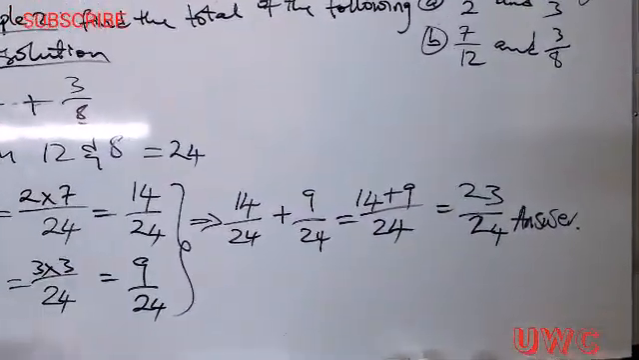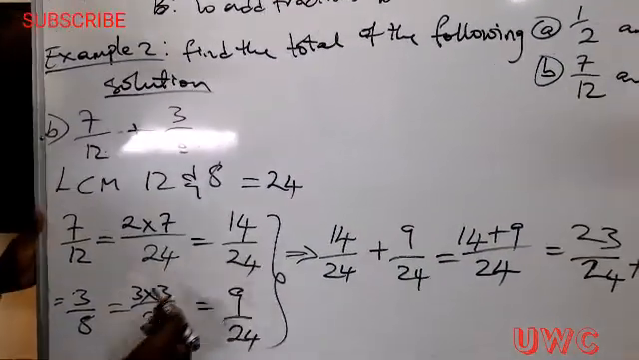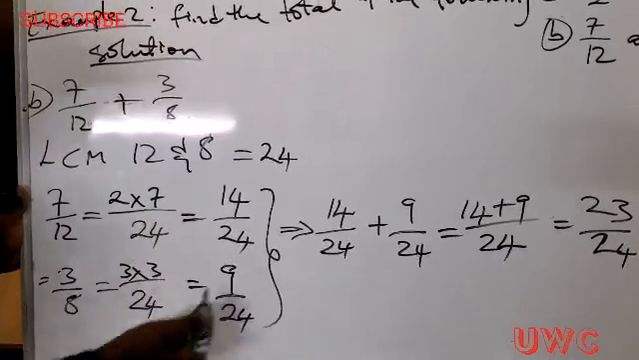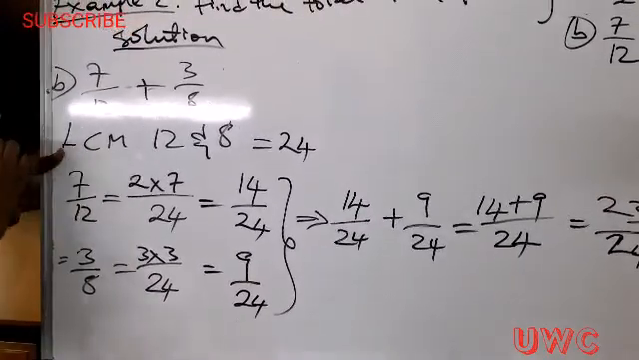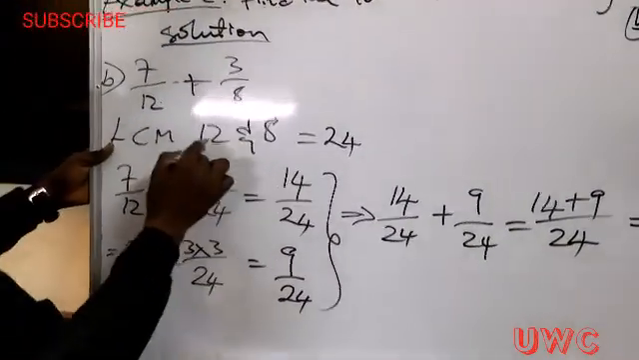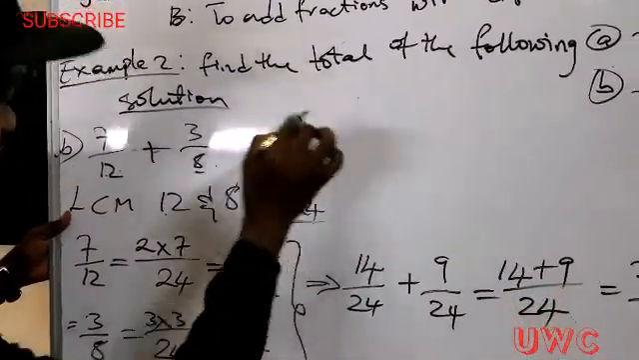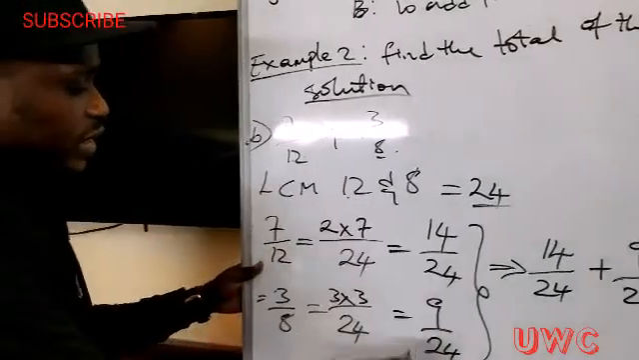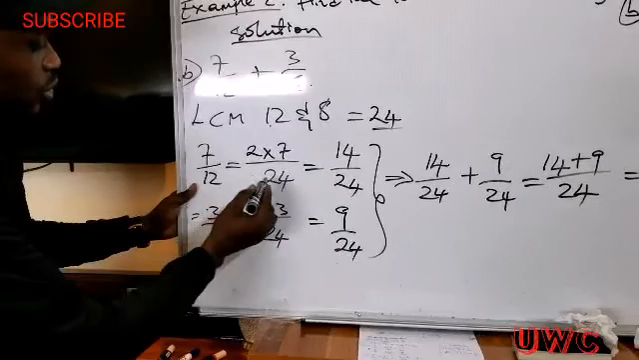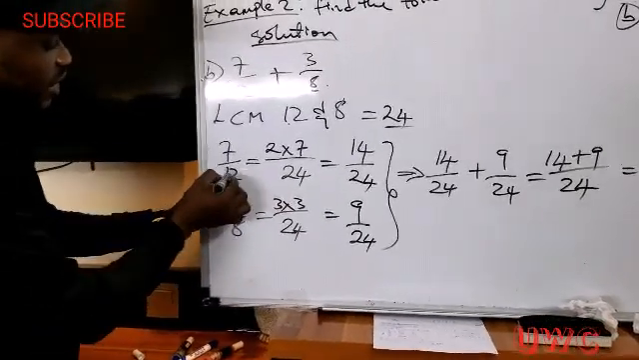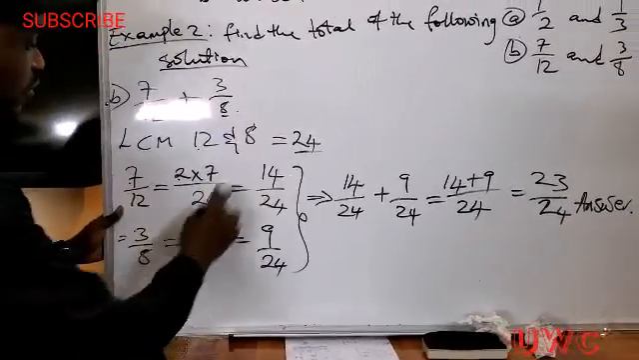We'll still come again. Since the denominators are not the same, we work to ensure that we make the denominators the same by finding their equivalent fractions. So the first thing to do is to find the LCM of 12 and 8, which is 24. So with 24 now, we can work it out to get the similar denominators. So 24 as the LCM now divided by 12 will give us 2, multiplied by the numerator, that is 7, to give us 14.